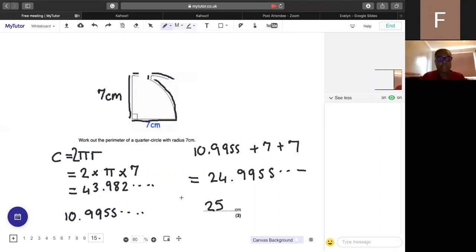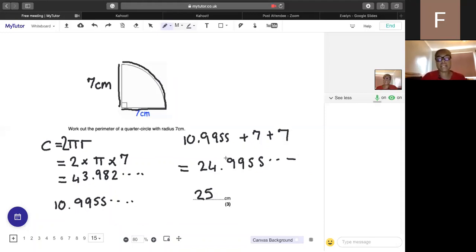In the exam, would they ask you to work out less than a quarter of a circle? Yes. They could ask you to work out less than a quarter circle. That's why we need to work out the length or perimeter of a sector.